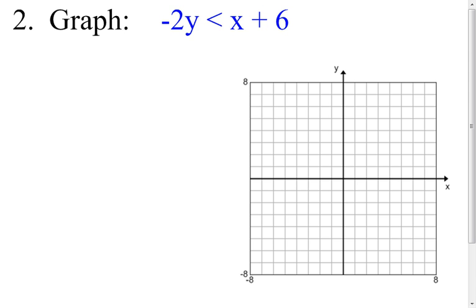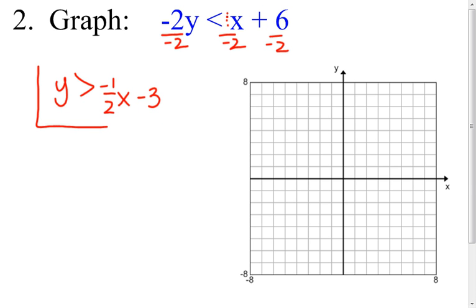Here's another one. This one is not in y equals mx plus b form, so I have to get it there first. I will divide everything through by -2. And when I divide it by a negative, I need to remember to switch the direction of the inequality. So this will turn into greater than. Remember, there's this little imaginary 1 right there. So this is really -1/2 x. 6 divided by -2 is -3. So this is the equation I'm basing things off of now. Have to have it in y equals mx plus b first.